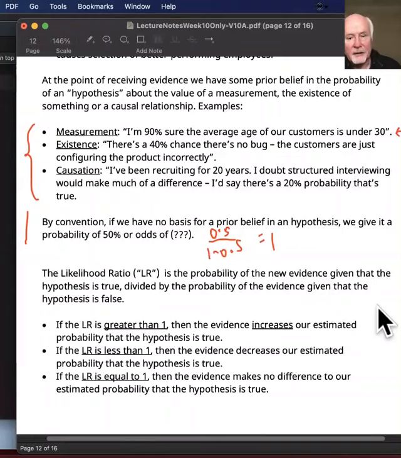And if it's less than one, it decreases our belief. And if it's equal to one, then it makes no difference. Now we'll work through some examples to try and make this a bit clearer.